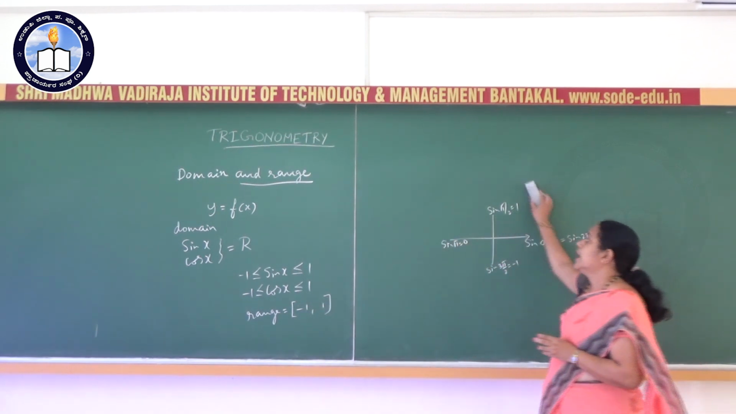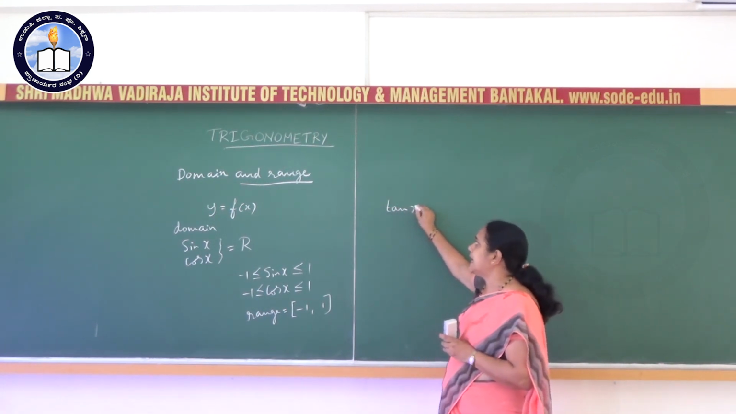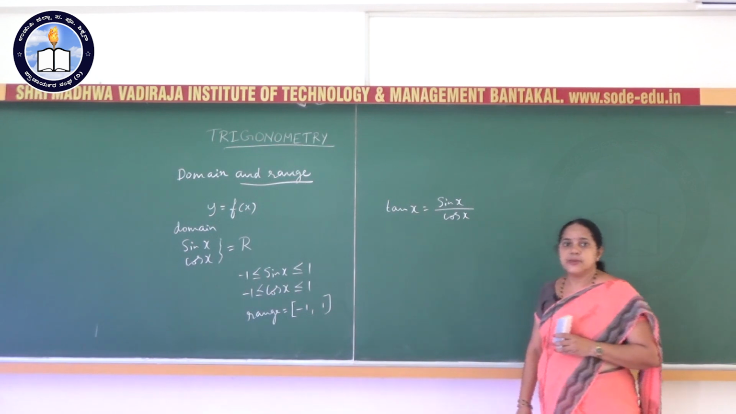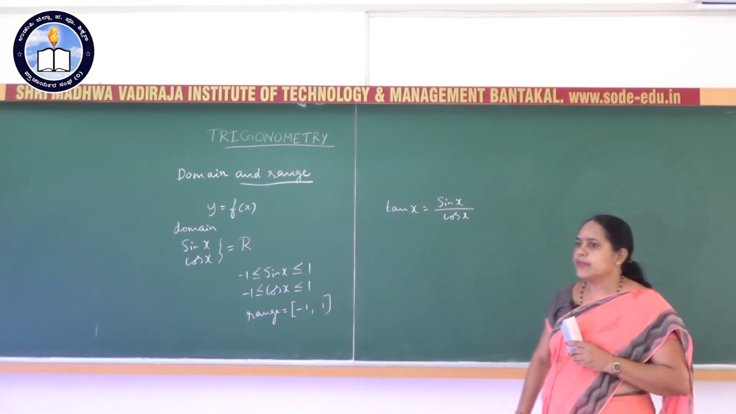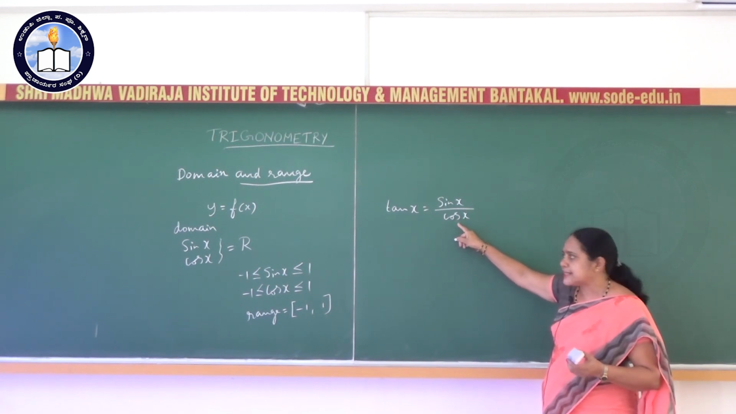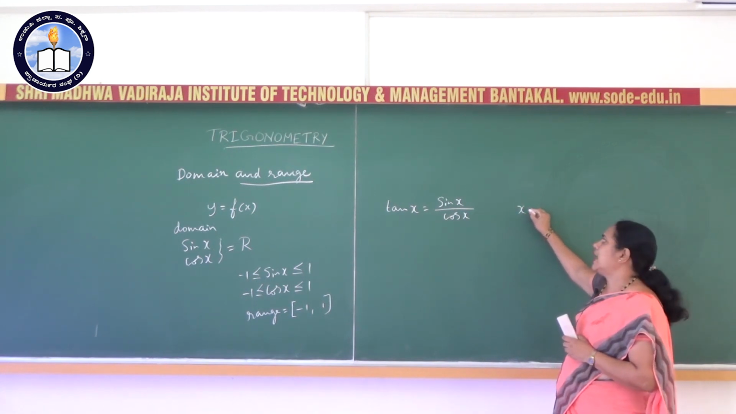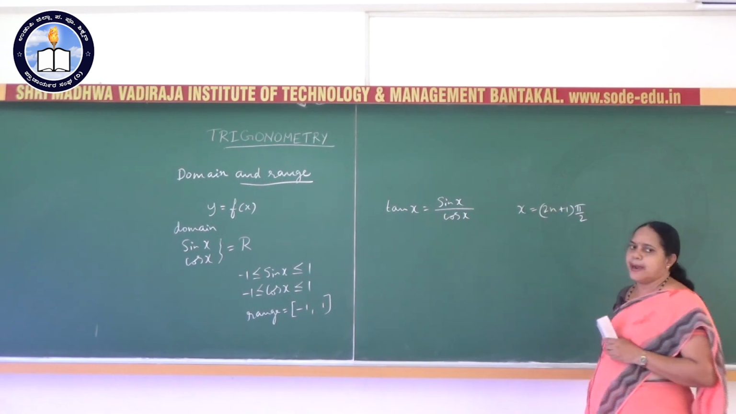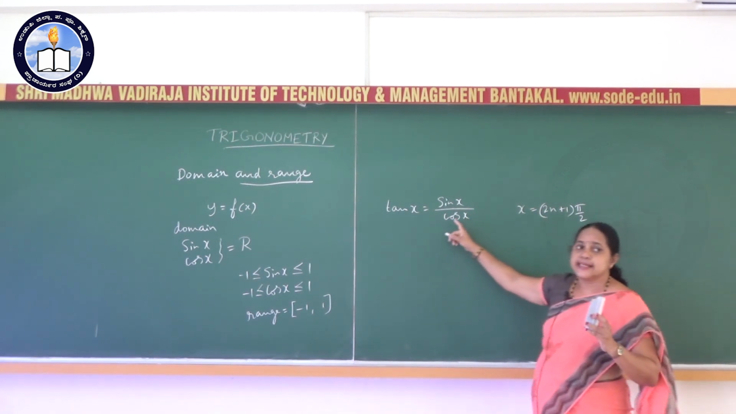Okay. Now, what is the domain of tan x? We know tan x in general is sin x divided by cos x. So is tan x defined for all x where x is a real number? No. Tan x is defined for all values of x except where cos x is equal to 0. So cos x is equal to 0 for x equal to 2n plus 1 into pi by 2. If x is an odd multiple of pi by 2, tan x is not defined.